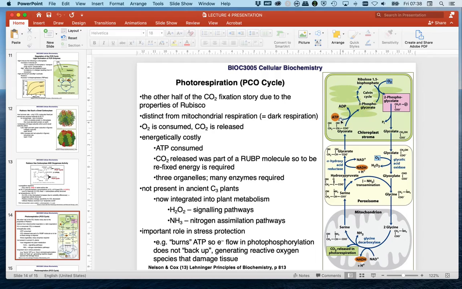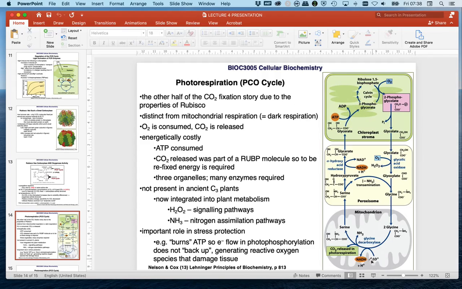Interestingly, photorespiration is not found in ancient C3 plants. Okay? So again, those ancient C3 plants evolved during a time when there were very reduced levels of oxygen in the atmosphere. But now photorespiration is a very integrated part of plant metabolism. And in fact, here in the peroxisomes, at the step where oxygen is consumed, hydrogen peroxide is released, and that hydrogen peroxide plays an important role in signaling pathways, okay, for other biosynthetic pathways, other stress responsive pathways in plants.